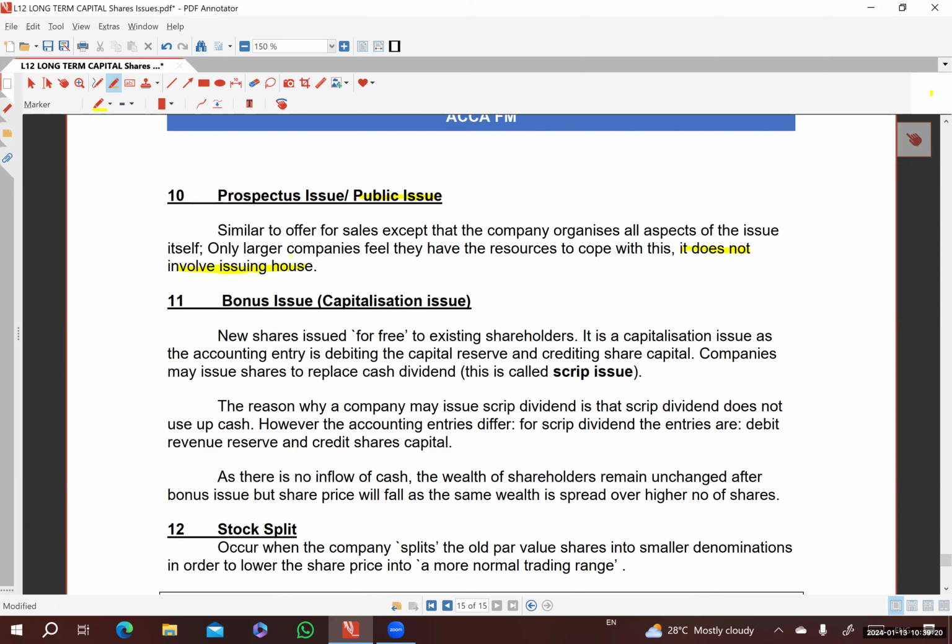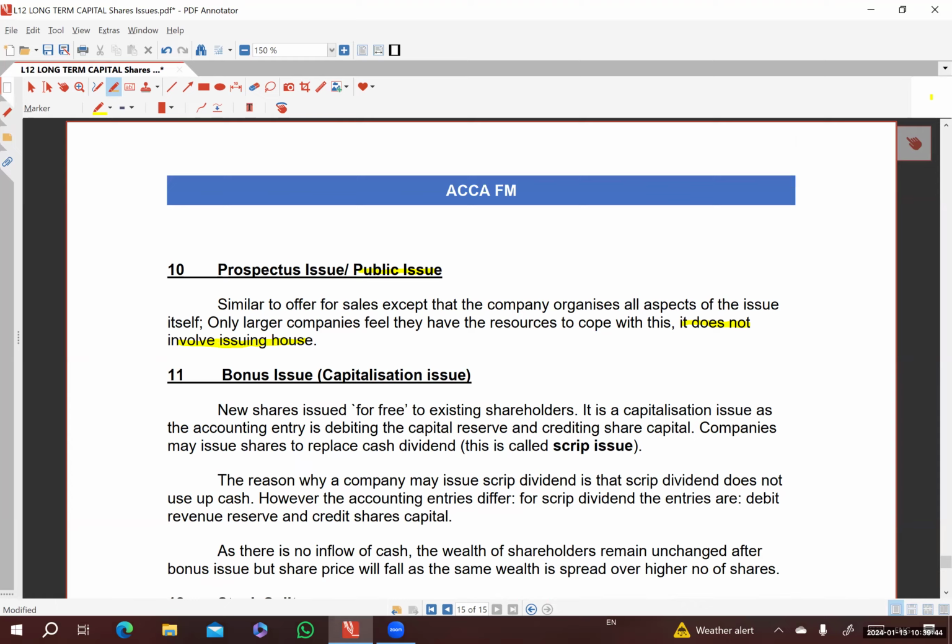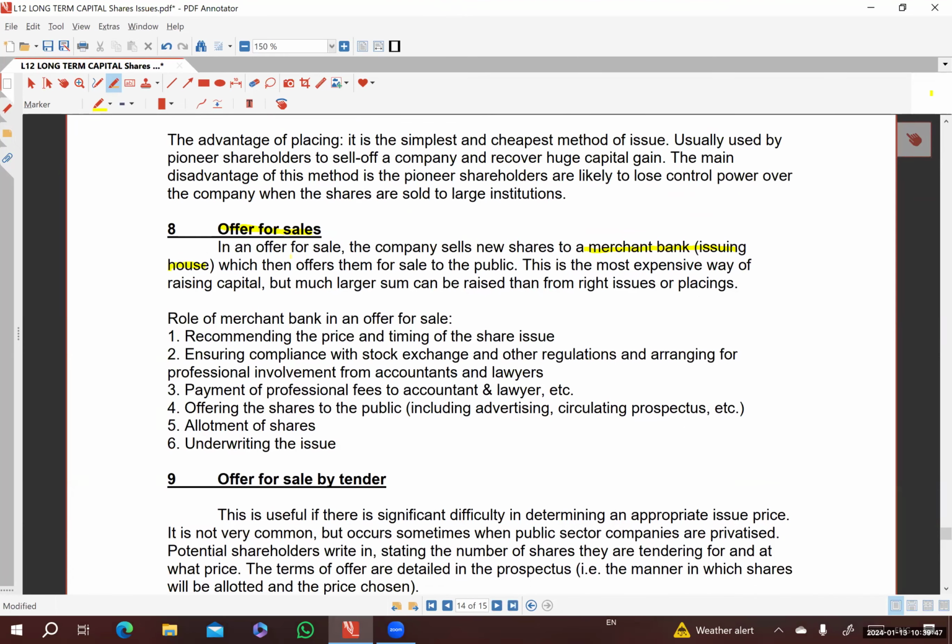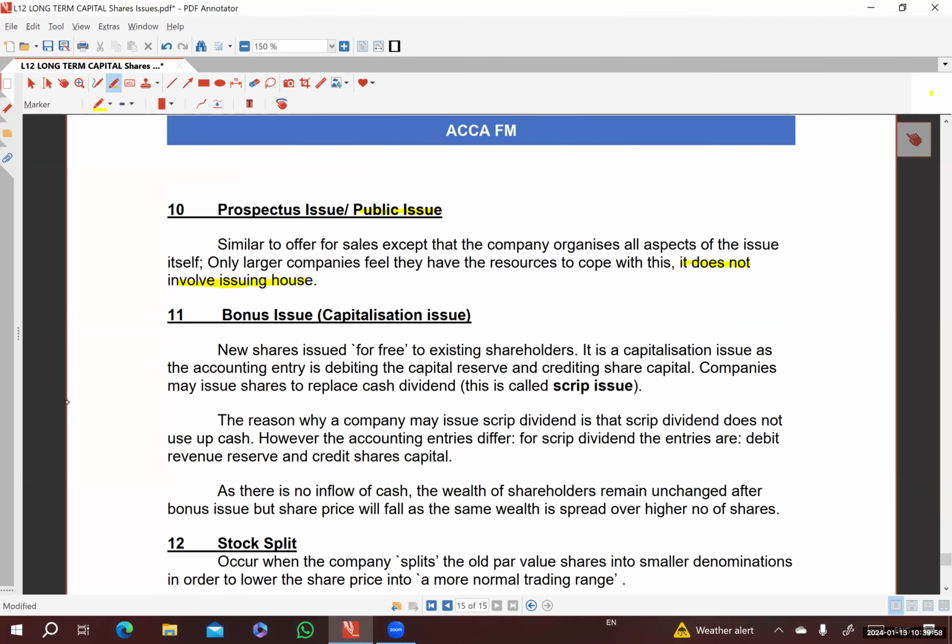So when you call it offer for sale, you go through a bank. That's your issue house or an agent. If you call it public issue, the company does everything themselves. There's no agent. But of course, if you do everything yourself, you must be quite a big company that knows how to do everything. The issuing process is quite complex. So public issue and offer for sale are the same. They are all targeting the large investors in the public. Can be individual, can be company. But offer for sale goes through an issue house as an agent. Public issue does not.